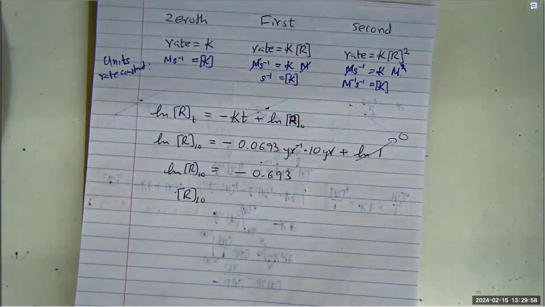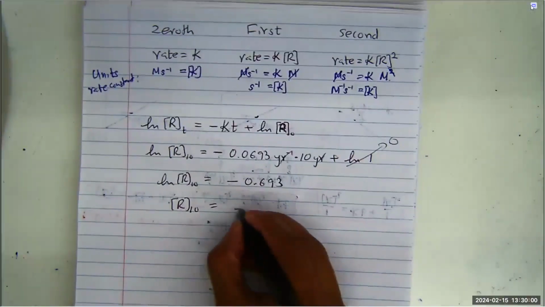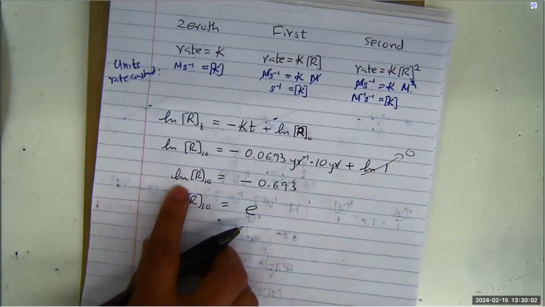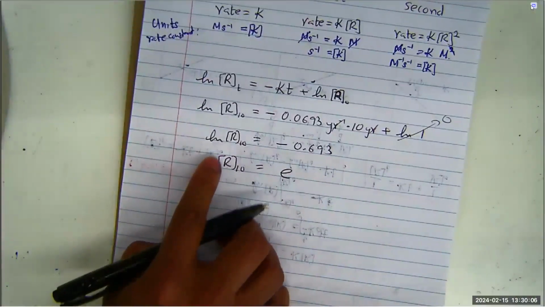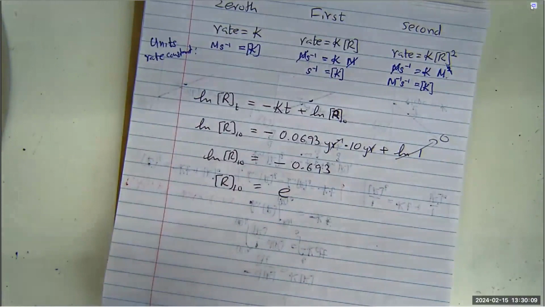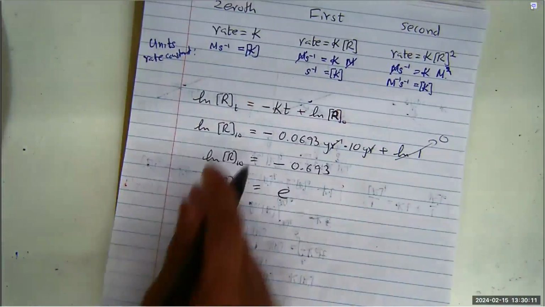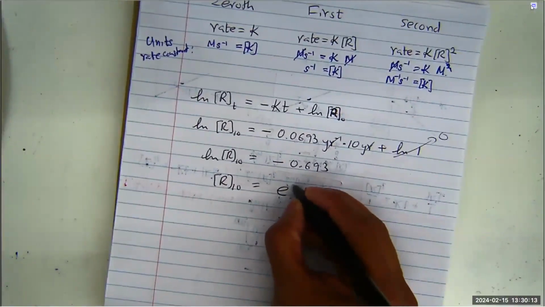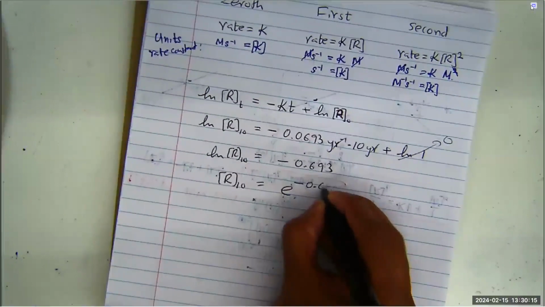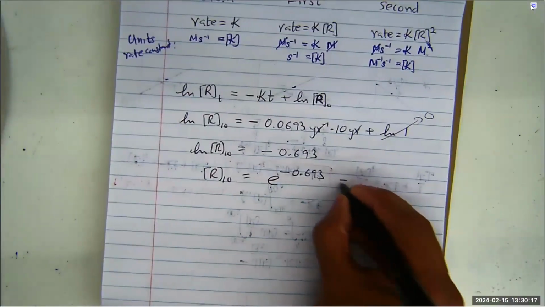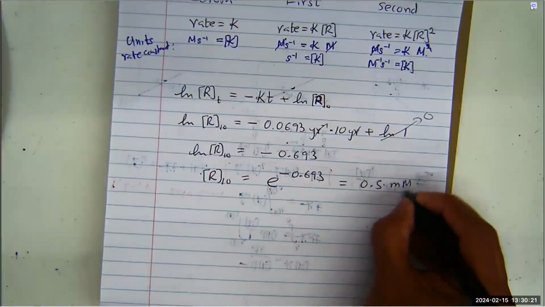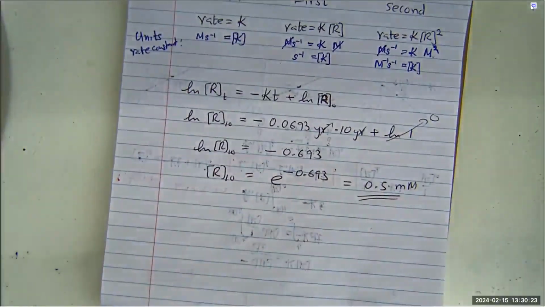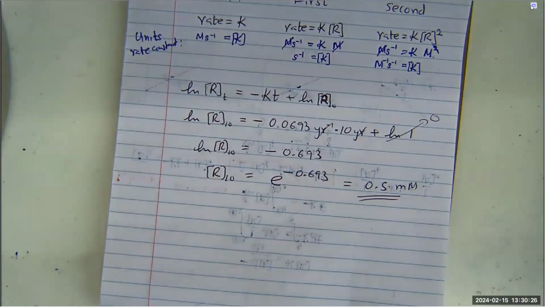And therefore, the concentration at 10 years should be equal to e to the power of, so I'm getting rid of ln. How do we do that? We take this to the power of e, on both sides. And when we do that, we're going to get e to the power of minus 0.693, which is equal to 0.5. Okay, so 0.5 millimolar is your answer. Right? That's the way you do it.